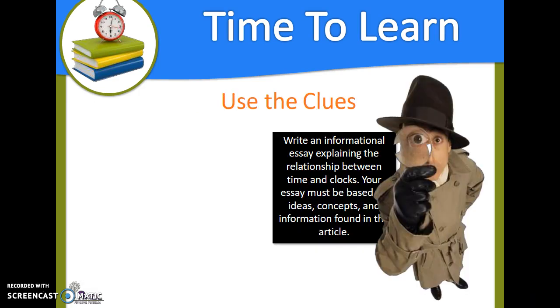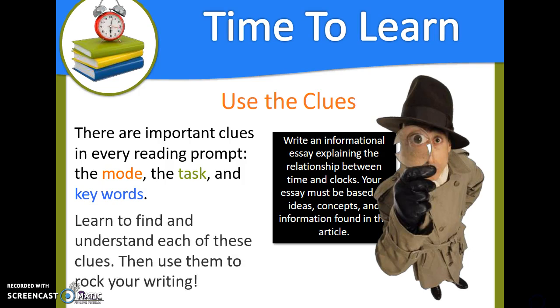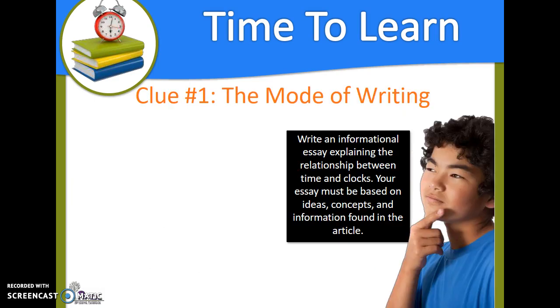Use the clues. Time to learn. There are important clues in every reading prompt: the mode, the task, and keywords. Learn to find and understand each of these clues, then use them to rock your writing. Clue number 1, the mode of writing. Take a look at our prompt again. Write an informational essay explaining the relationship between time and clocks. Your essay must be based on ideas, concepts, and information found in the article.